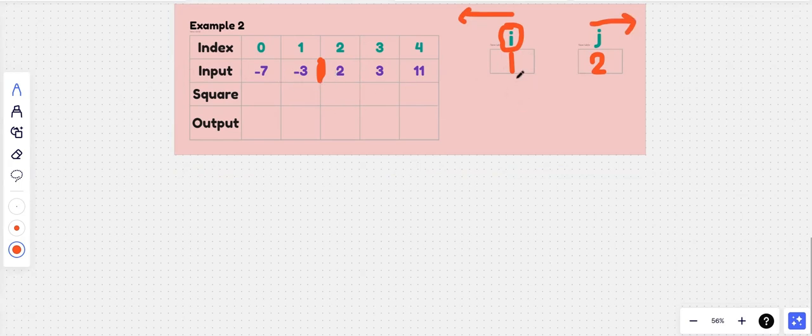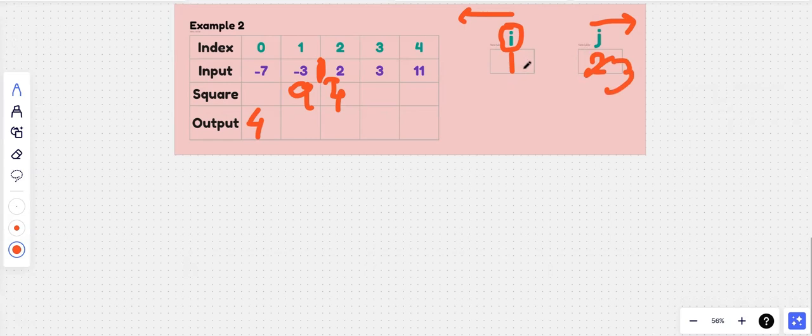So we will see the squares of the number at position i and j. So the square of the number at position 1 is 9 and the square of the number at position j is 4. So out of 4 and 9, 4 is smaller. So we will push 4 in the output vector and we will update the jth pointer to 3.